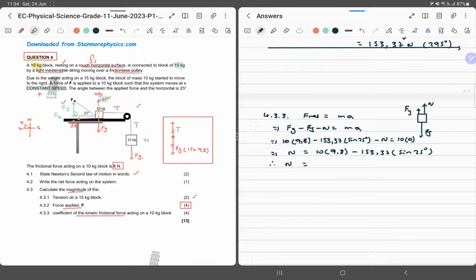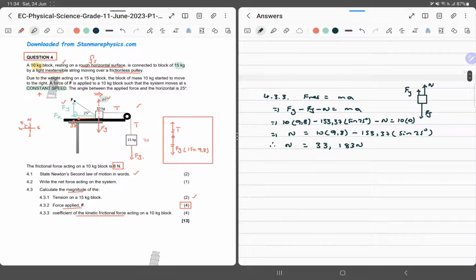Now let's see. So this is 10 into 9,8. That's 98. Minus 153,37 into sine of 25 degrees. So this gives us 33,18 newtons. Okay, maybe let's say 183 because it's an intermediate step.